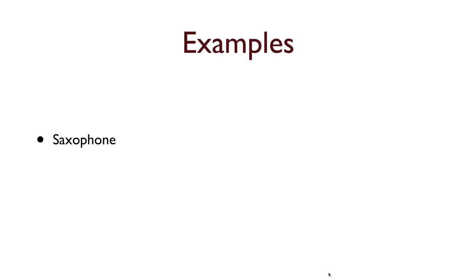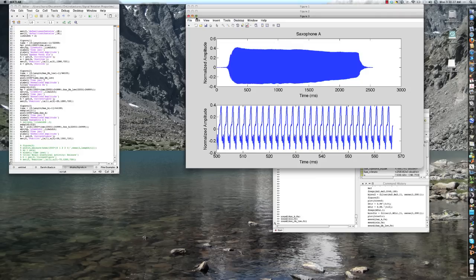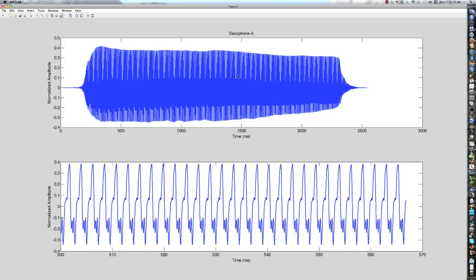So we're going to look at a couple example signals here, a saxophone playing 2 different notes, and then a speaker saying the word 6. In this figure, I'm depicting an A, the note A, played by a saxophone.